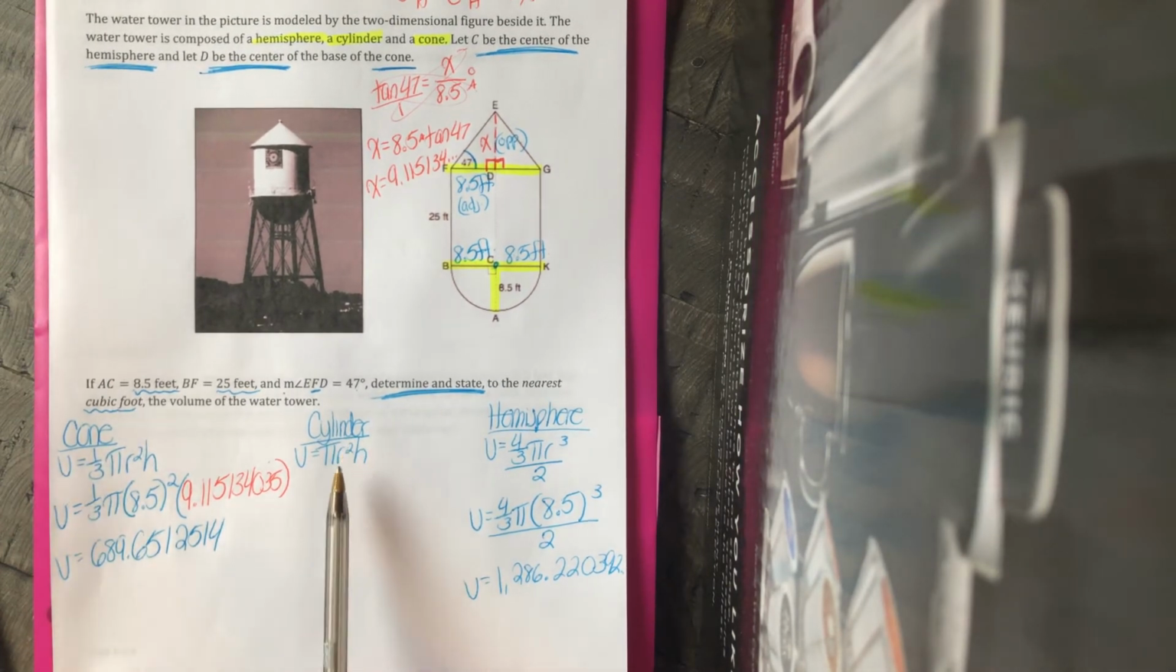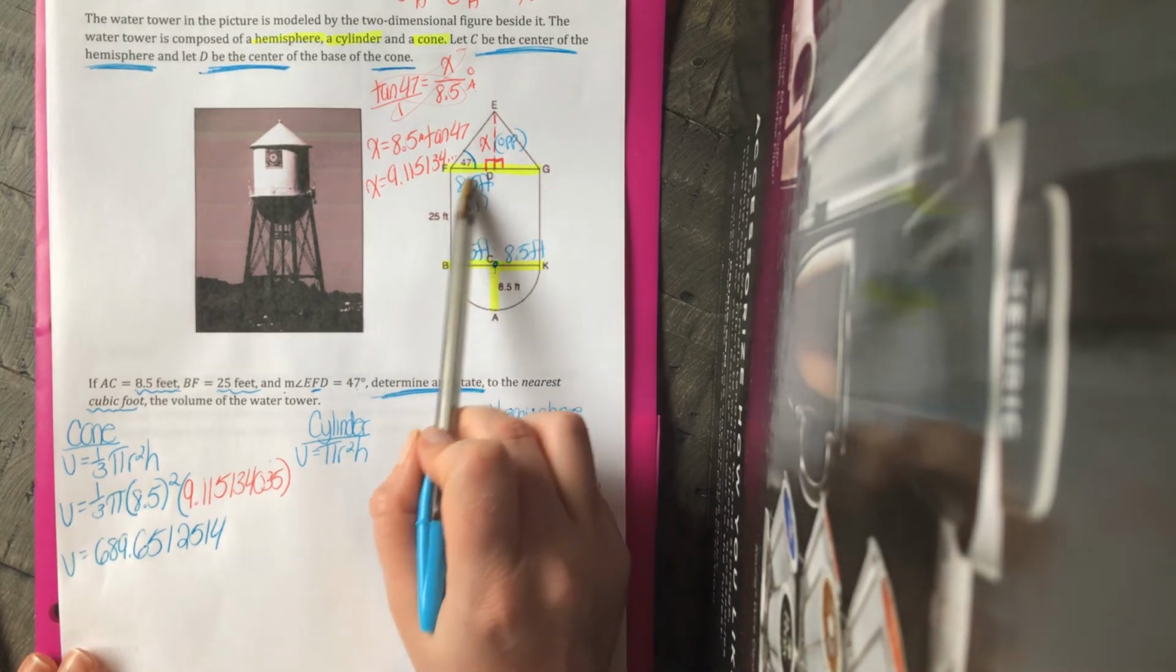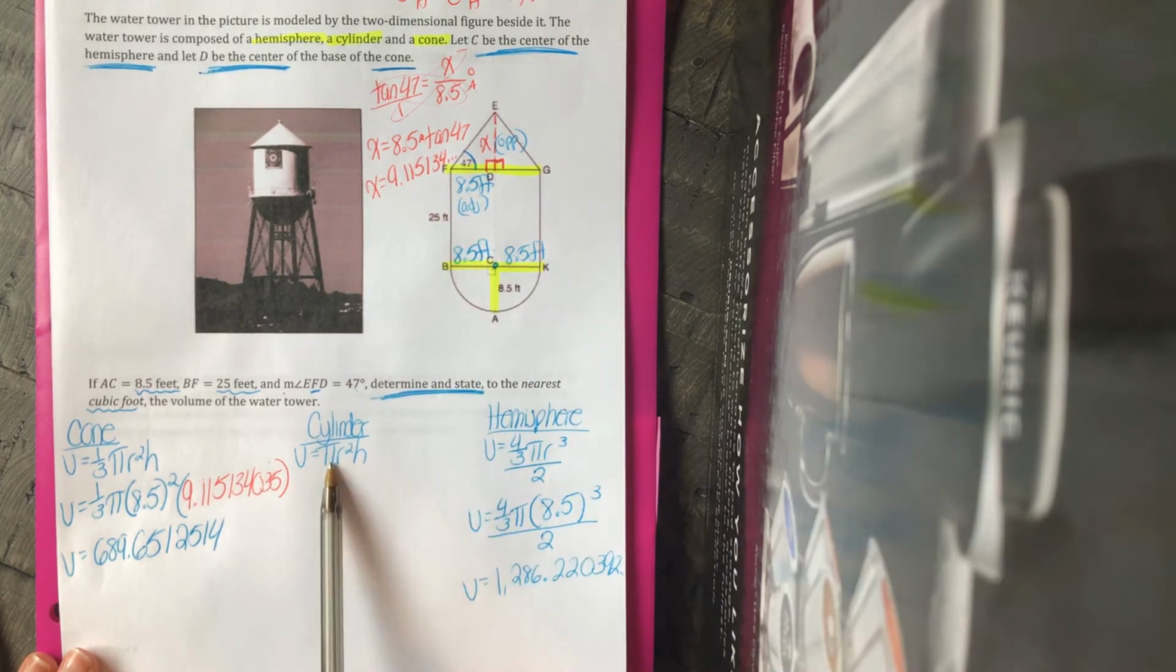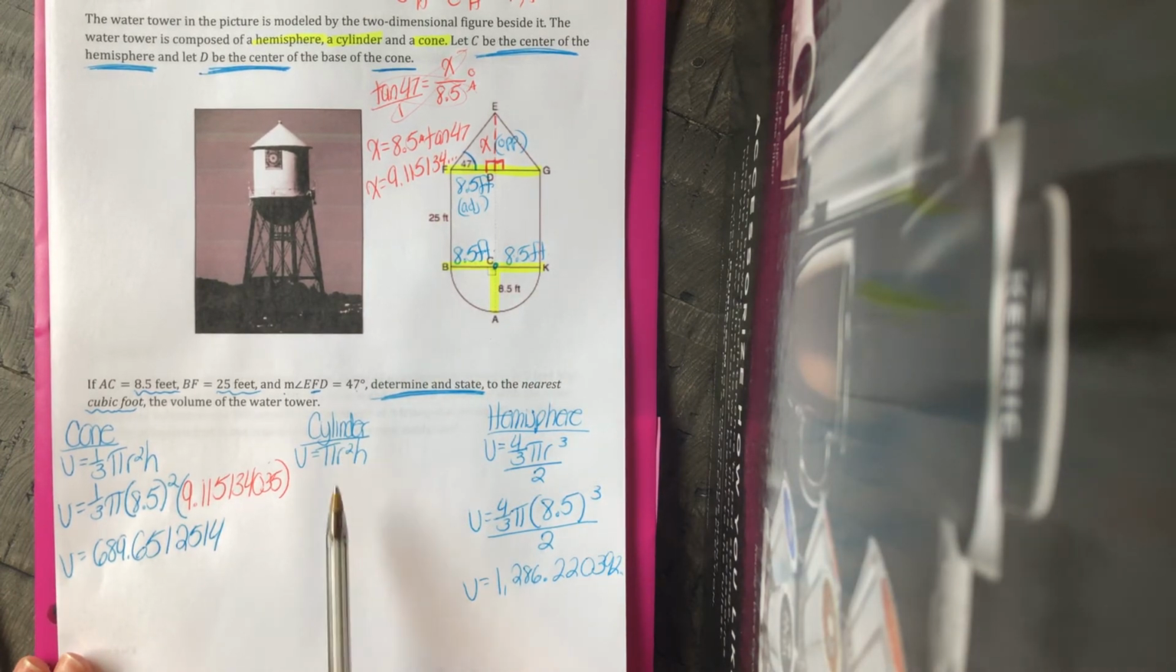So hopefully this will be a little bit easier. I don't know if we're going to have to do any work here. Hopefully we're done with that. So for the cylinder, which is the shape right here in the middle, I have to find the radius and the height in order to plug in and be done.